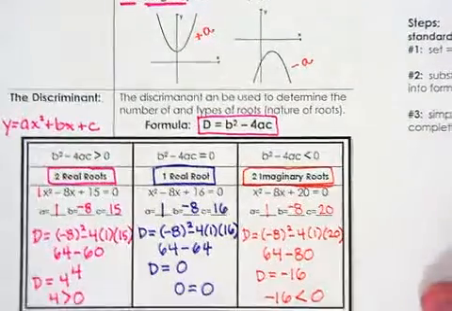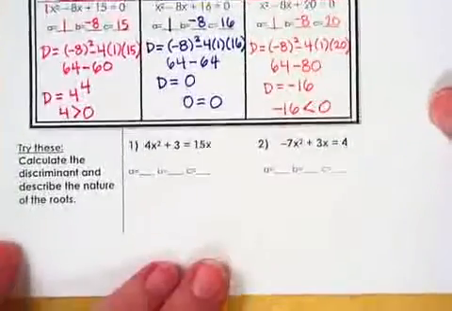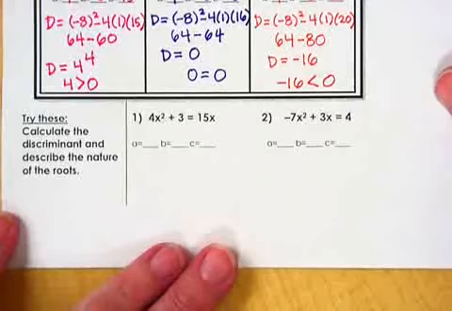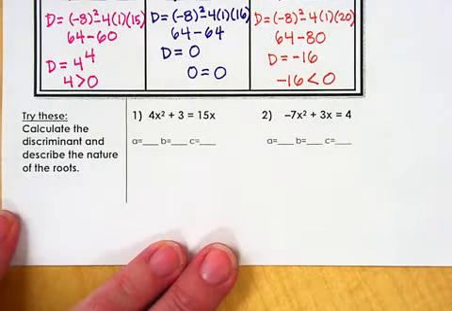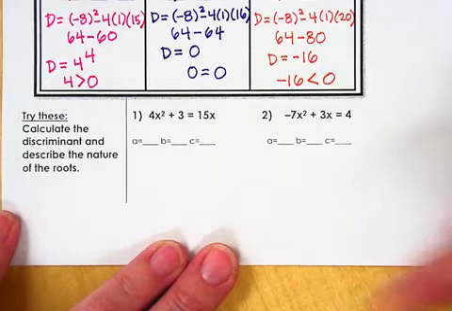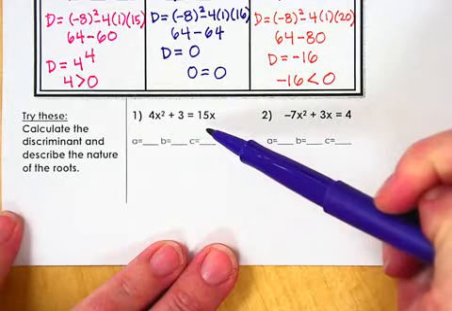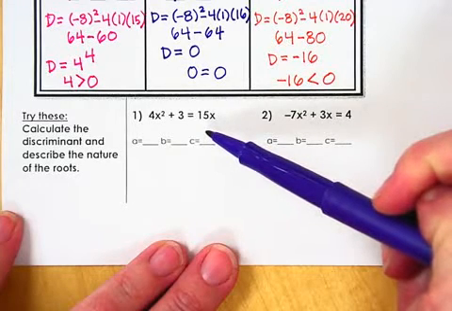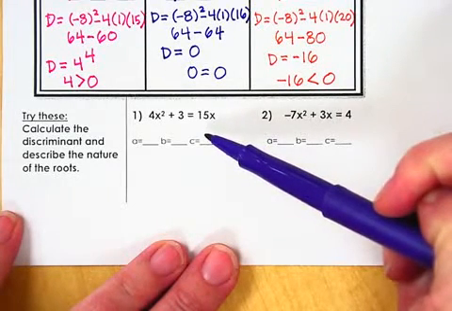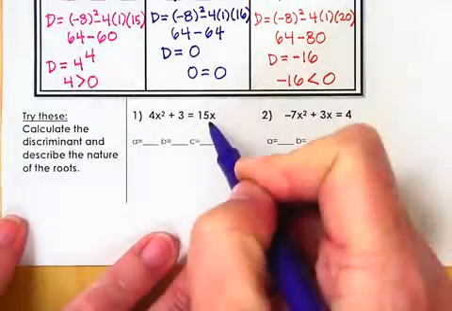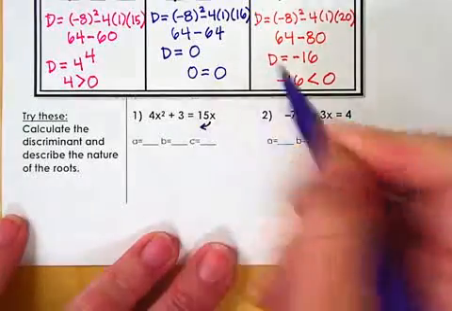So let's look at a couple other examples, just to practice these a little bit more. So let's go ahead and calculate the discriminant to describe the nature of the roots for these bottom two. So we're going to go ahead and identify our A and our B and our C. Well, all of a sudden I recognize here that this equation is not in standard form. So the first thing I actually have to do is rewrite it and change it around. And so I'm going to move the 15x over.